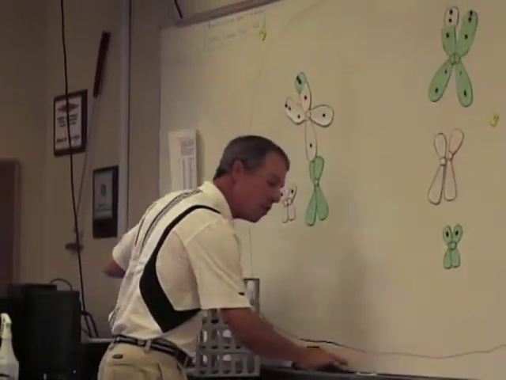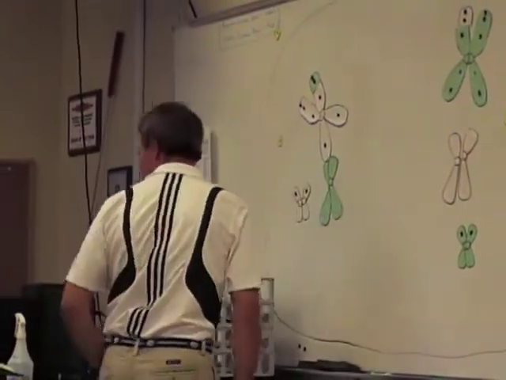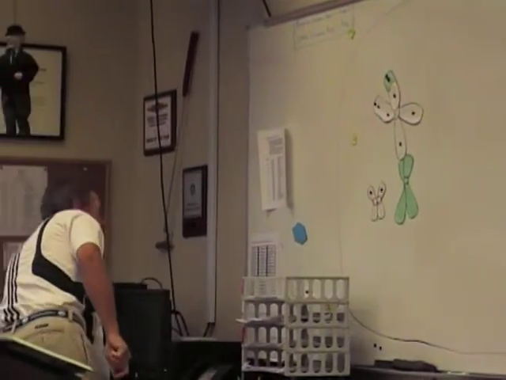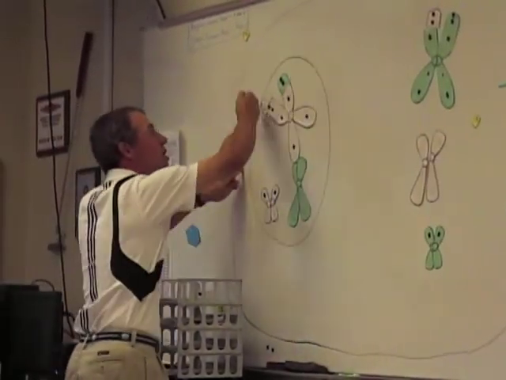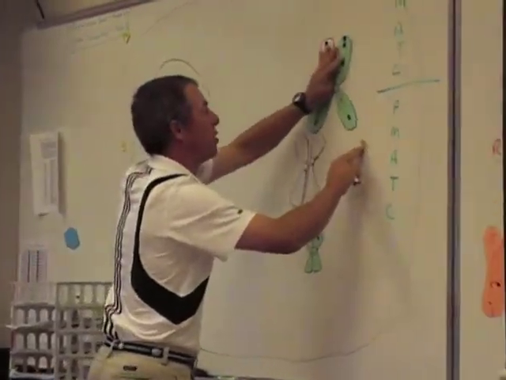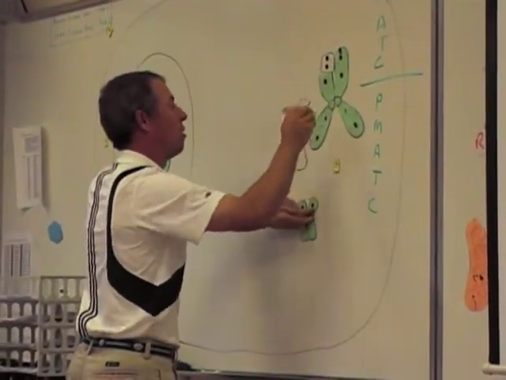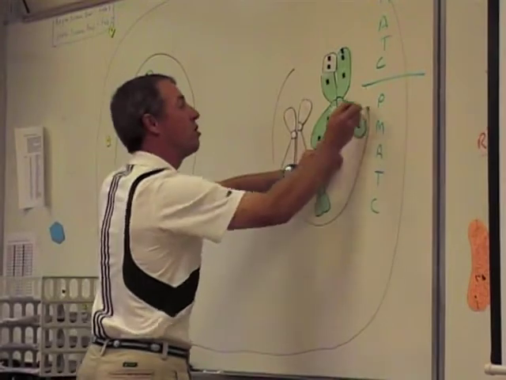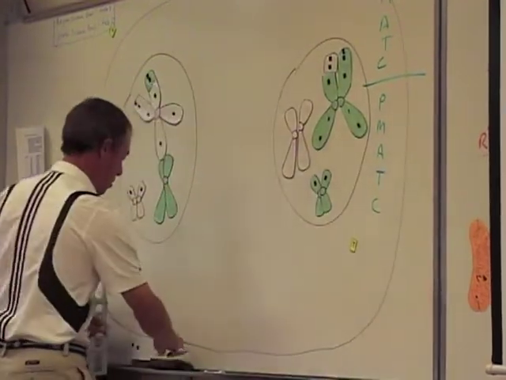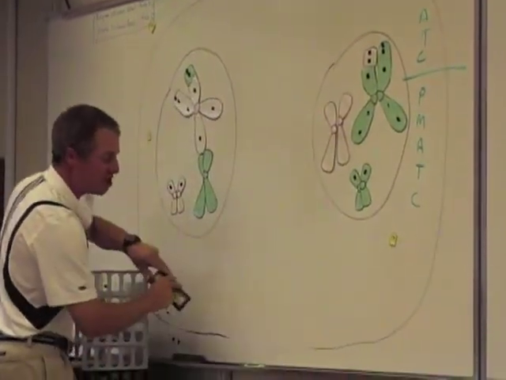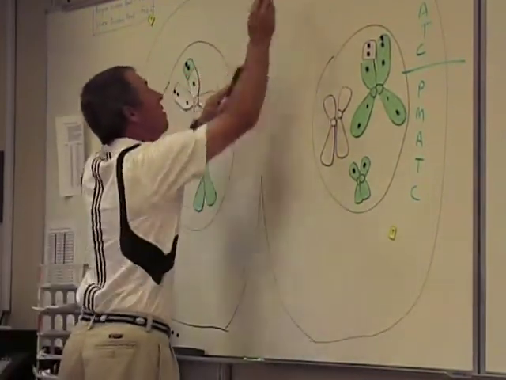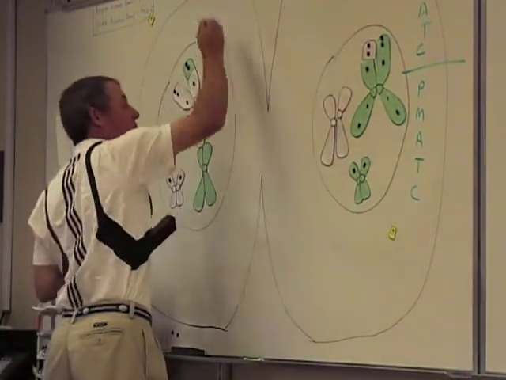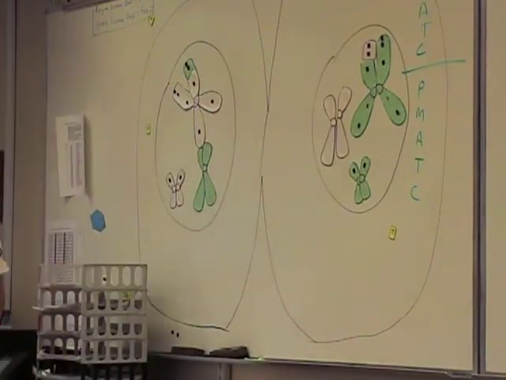Marker. Right behind the board. New nucleus forms. The cell pinches in the middle. That's called a cell furrow. And now we have two cells.